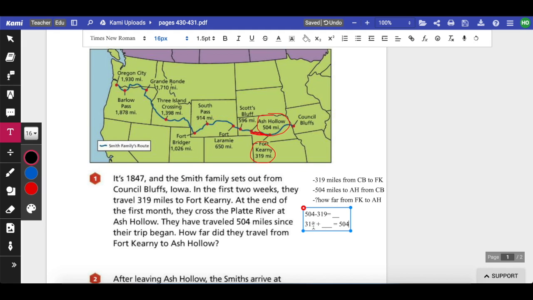So the same amount that I'm adding to 319 will get me to 504, just like the same amount that I'm taking away will get me to that same answer.